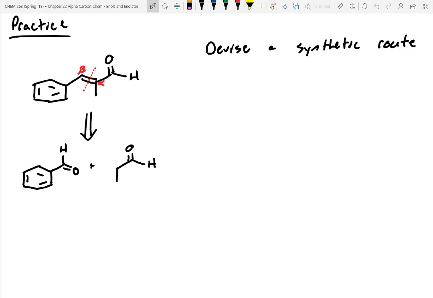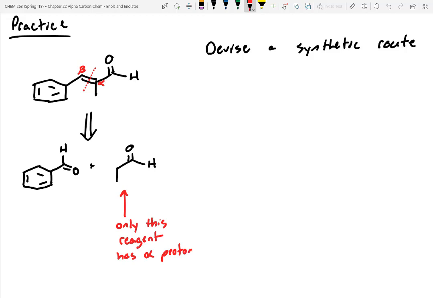Now the question is, does order of addition matter? No. Why not? Only this reagent has alpha protons. Right? If we look at it, this carbon's alpha, that has protons. If we look at benzaldehyde, it does have an alpha carbon, but there are no protons coming off of it. Therefore, you can't form an enolate from benzaldehyde.